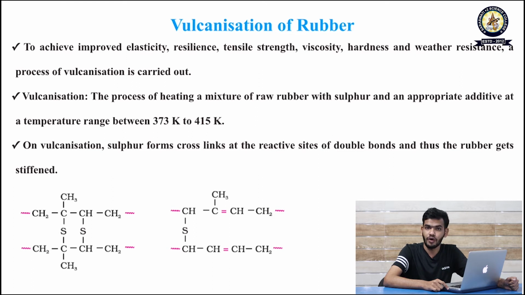So upon vulcanization, what happens? Due to the addition, the sulfur forms cross links at the reactive sites of these double bonds, and that makes this rubber a little bit more stiffened.